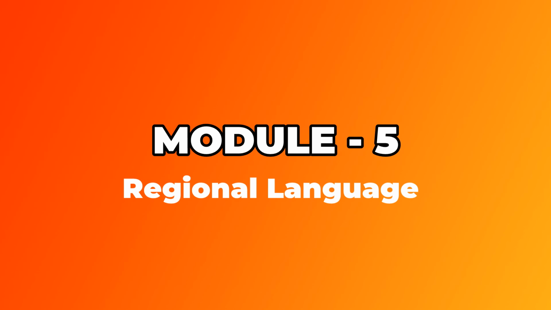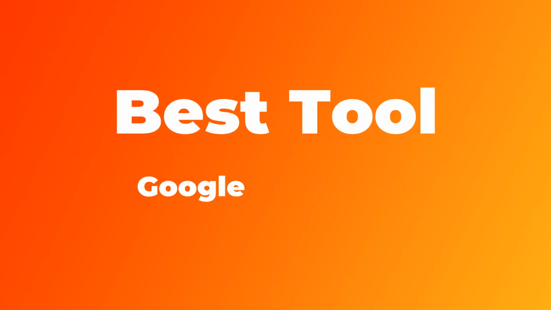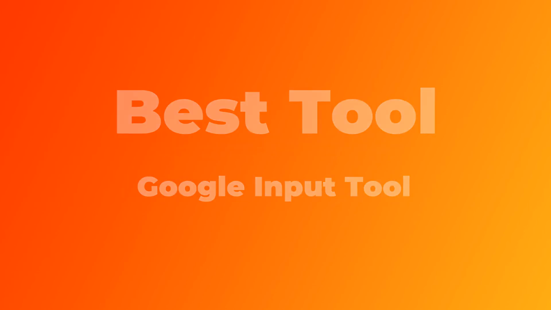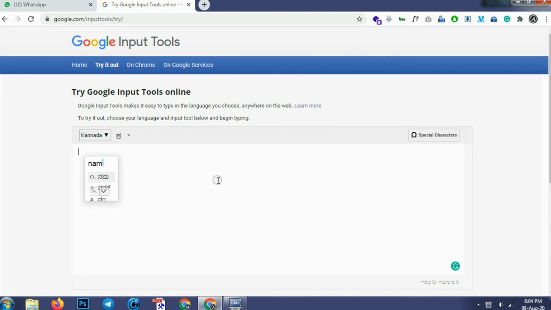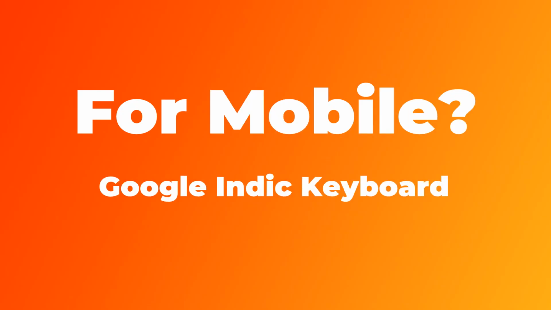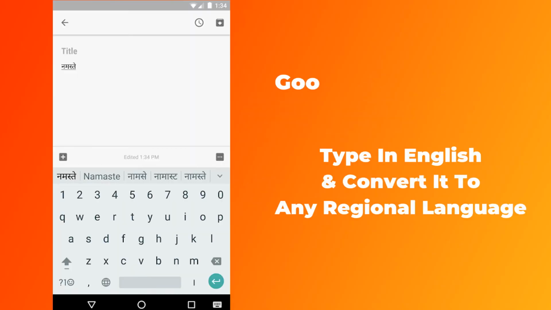Module 5. Regional language. The best tool I suggest for regional language is Google Inputs. You can type in English and convert it to any regional language you want and copy and paste wherever you want. For mobile, I suggest Google Indic Keyboard. In this also you can type in English and convert it to any regional language you want.